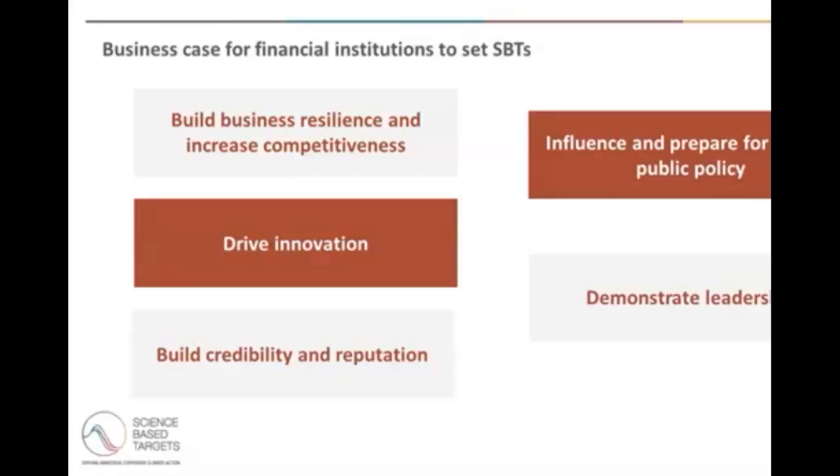This also drives them to create more innovation by thinking about future financial products and services which are aligned with a low-carbon world. By setting and achieving science-based targets, financial institutions can also build credibility and reputation, while preparing for major policy shifts and demonstrating leadership. We're now going to jump into the overview of the science-based targets framework with Nate.